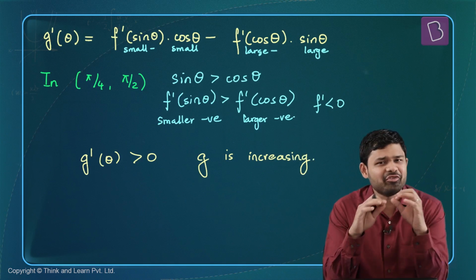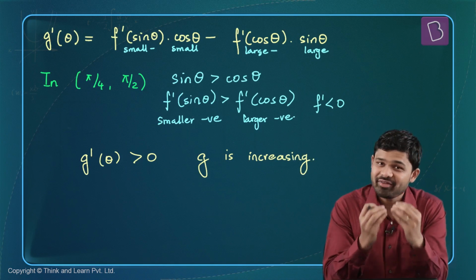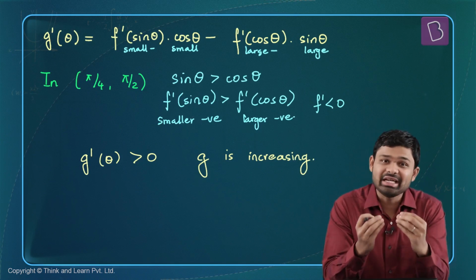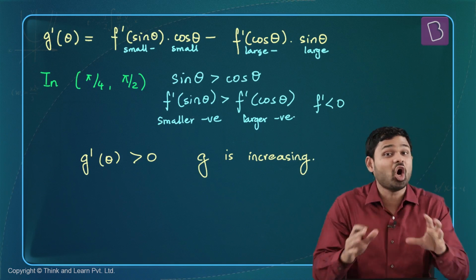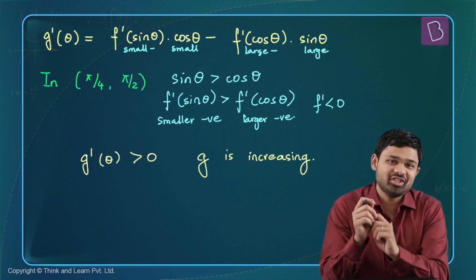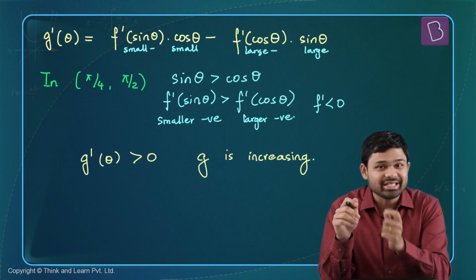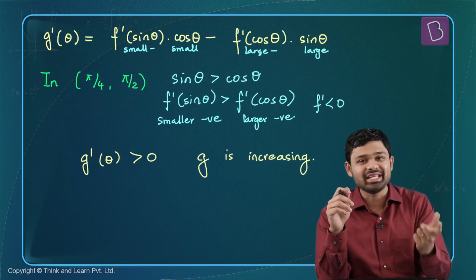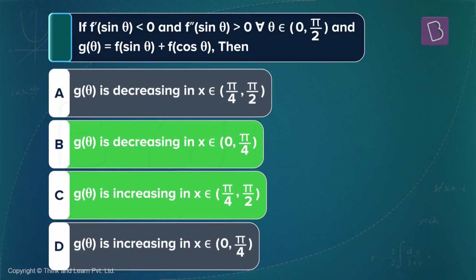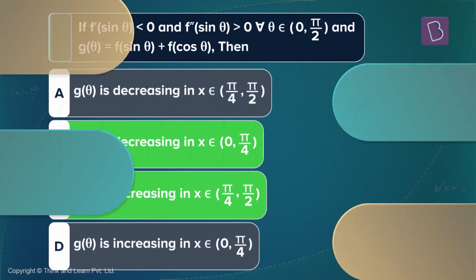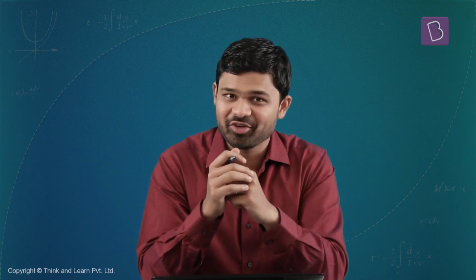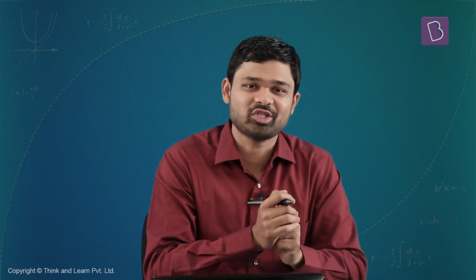A very beautiful question, a lot of analysis to be done, very little derivatives as such, but it's all about analyzing, and we arrived at the solution. G is decreasing in 0 to pi by 4 and increasing in pi by 4 to pi by 2. A very beautiful question, and I had a lot of fun, and I hope you too had a lot of fun solving this question.